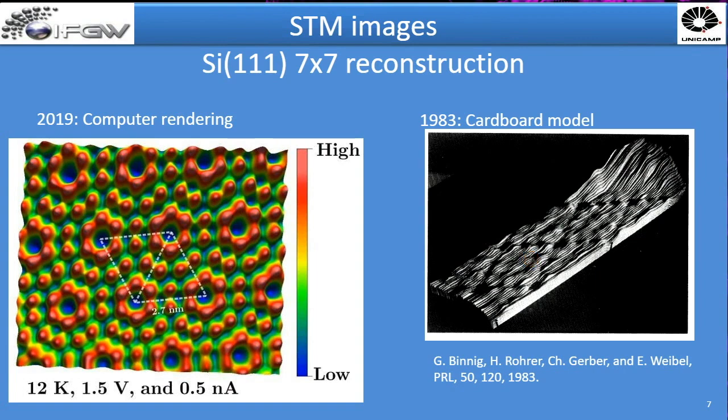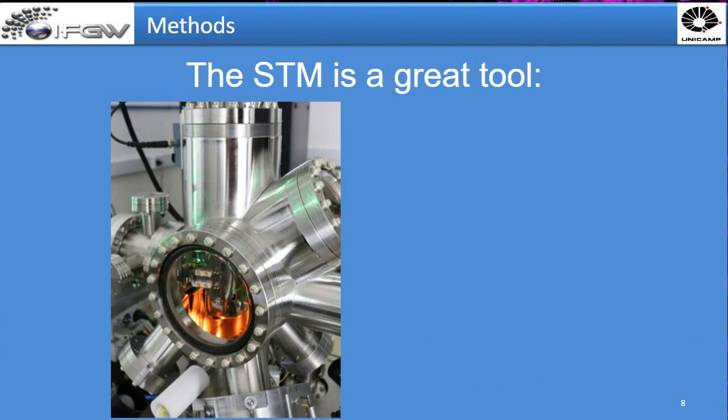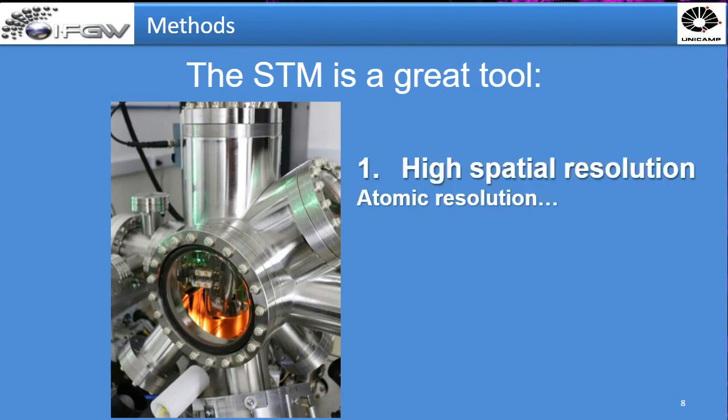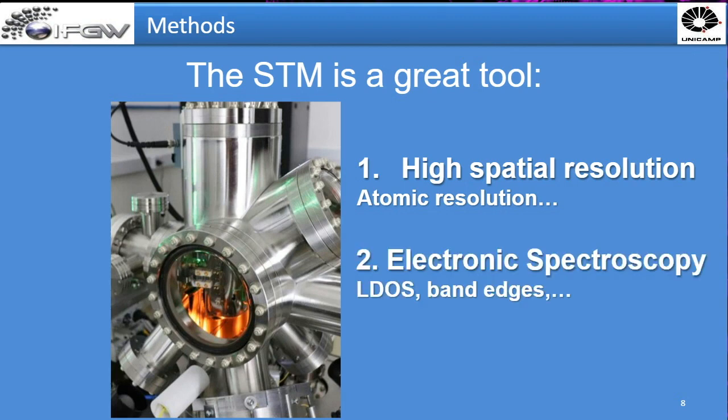So after just a very brief introduction, it is interesting to mention that an STM is a great tool because we have very high spatial resolution. We can see atoms. There are plenty of examples where this technique is able to reach atomic resolution. I didn't show any example, but it's also very usual to apply this technique to make electron spectroscopy. So we can see the local density of states. You can measure the band gap of the sample, but something is missing.